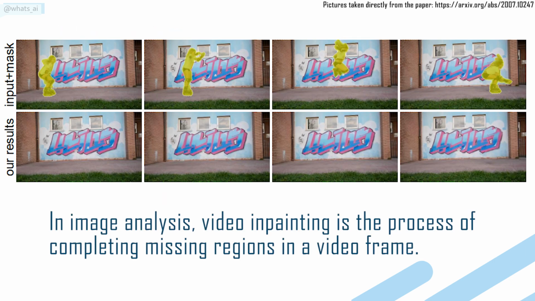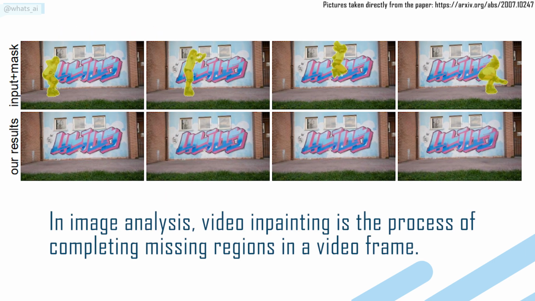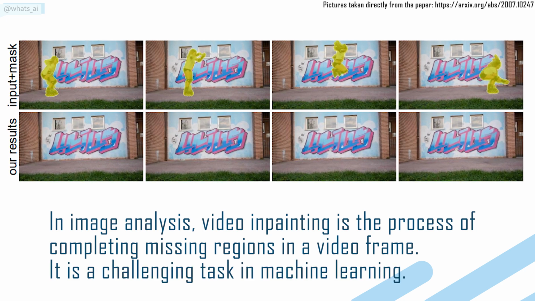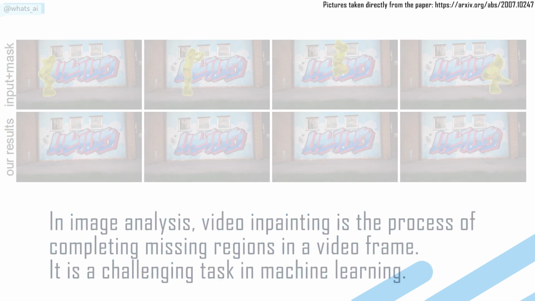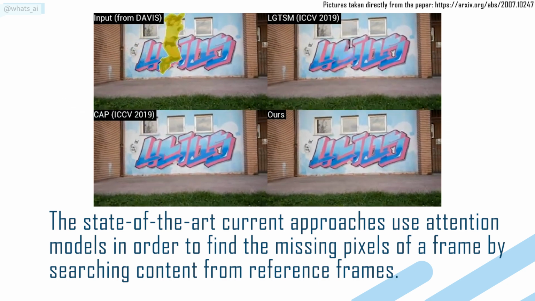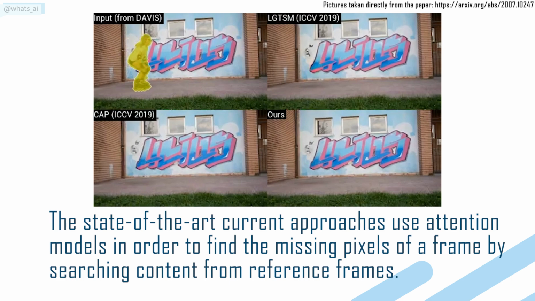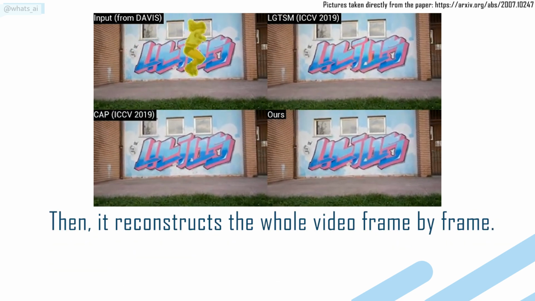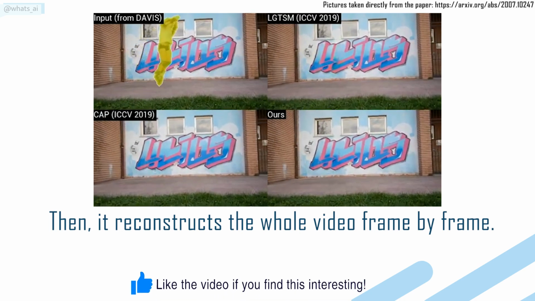In image analysis, video inpainting is the process of completing missing regions in a video frame. It is a challenging task in machine learning. The state-of-the-art current approaches use attention models in order to find the missing pixels of a frame by searching content from reference frames. Then, it reconstructs the whole video frame by frame.